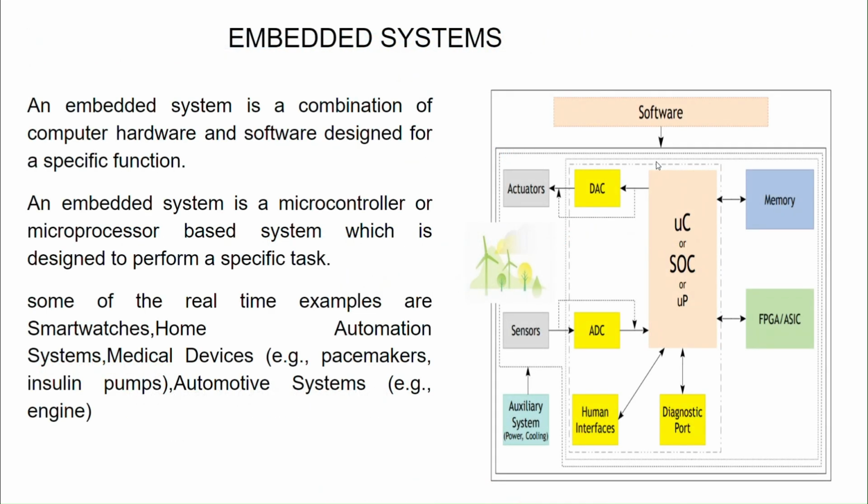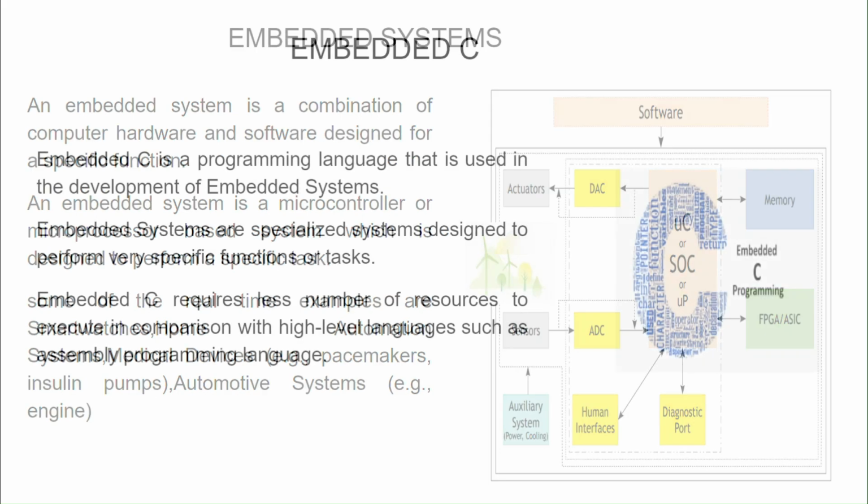Embedded system. An embedded system is a combination of hardware and software designed for a specific function. An embedded system is a microcontroller or microprocessor based system which is designed to perform a specific task. Some real-time examples are smartwatches, home automation systems, medical devices, etc.